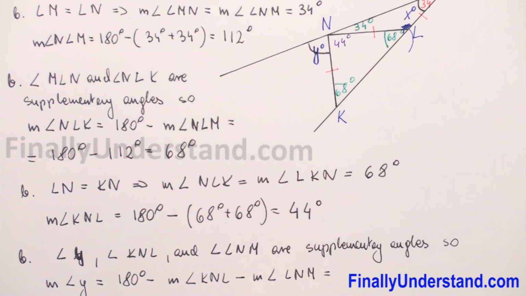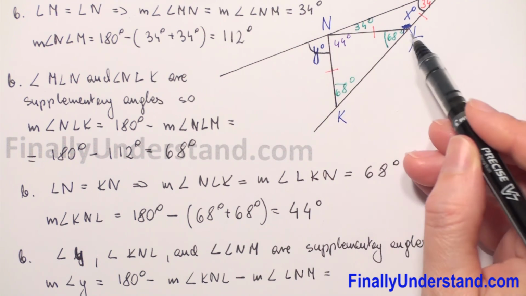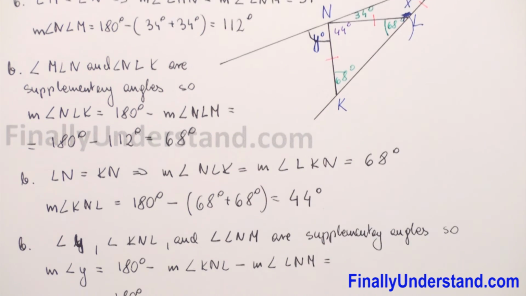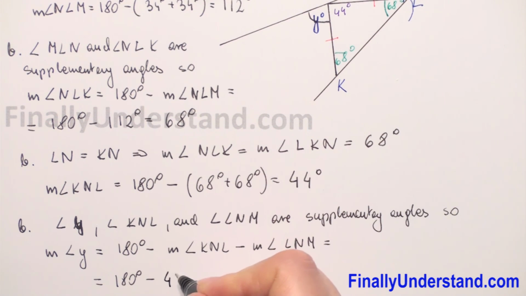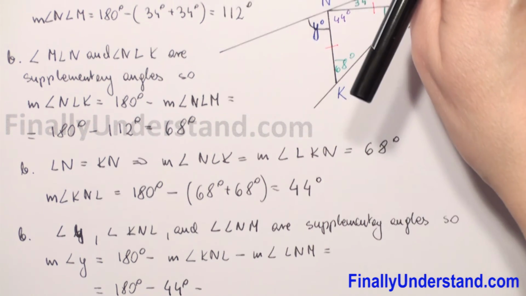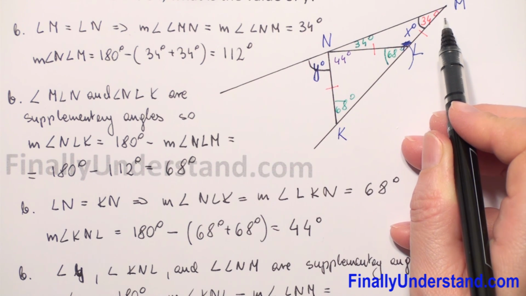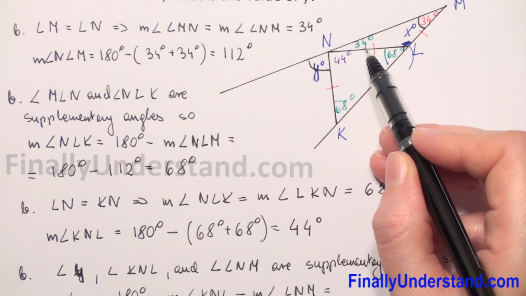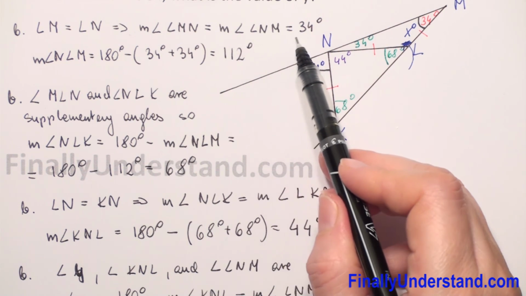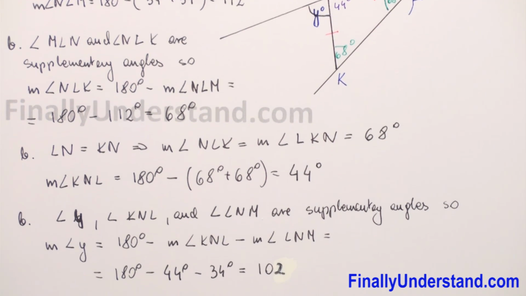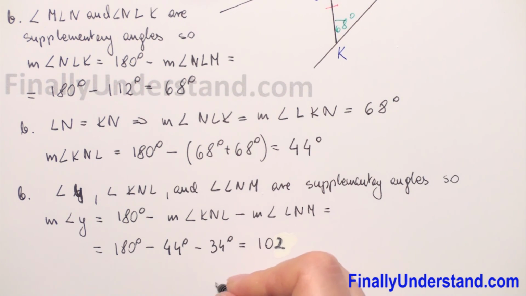So this is equal to 180 degrees minus the measure of angle KNL. We found that this is 44 degrees, minus the measure of angle LNM. We also have that this is 34 degrees. So this is equal to, so we found that y is equal to 102. This is my solution.